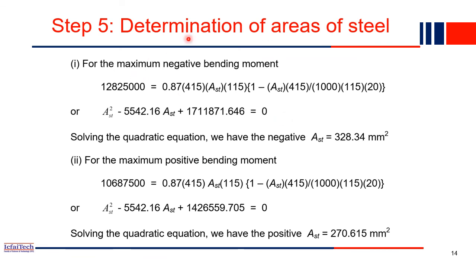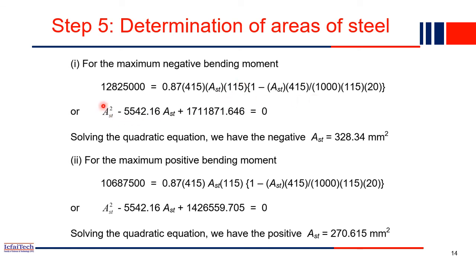Now step 5 is determination of the area of steel, Ast. Now we have to find it out. For the maximum bending moment, which is based on this formula, we already used the same formula for the beam design also. Mu equals 0.87 fy Ast and then the lever arm.